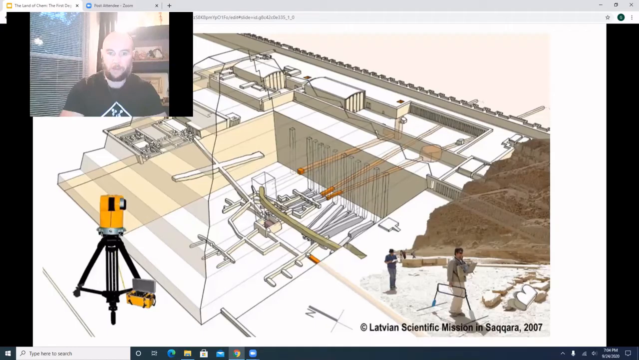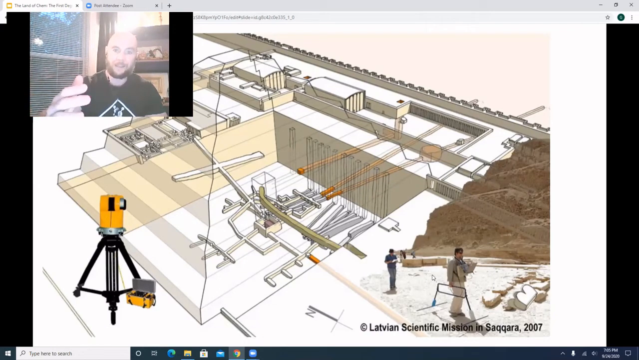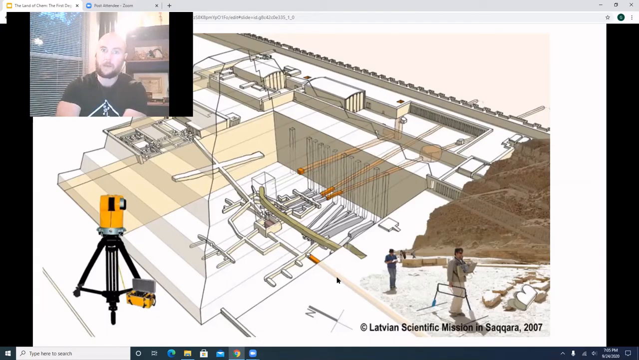And even our tour guide told us that the deep pit on the south side of the step pyramid complex was connected into the pyramid. And you can actually see this depicted here, this orange shaft that leads out to the south. This actually leads directly to the deep pit on the south side of the complex.